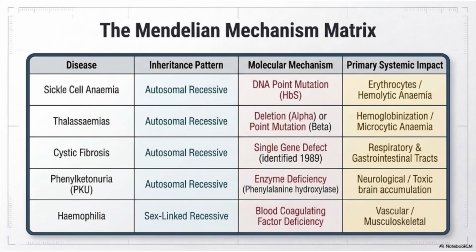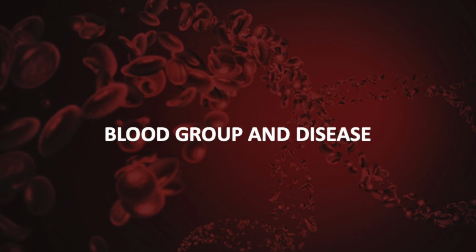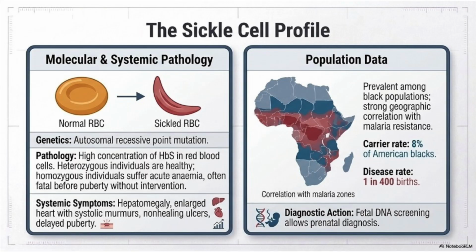Cystic fibrosis is autosomal recessive, caused by a single gene defect identified in 1989, affecting the respiratory and gastrointestinal tracts. Phenylketonuria, or PKU, is autosomal recessive, caused by a deficiency of the enzyme phenylalanine hydroxylase, leading to neurological damage from toxic brain accumulation. And hemophilia is sex linked recessive, caused by a deficiency in blood coagulating factors, affecting the vascular and musculoskeletal systems. Let us now explore blood group and disease, starting with the sickle cell profile.